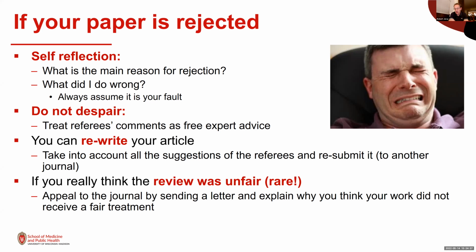You can rewrite the article, take into account all the suggestions of the referees and resubmit, and go to another journal, for example. But if you really think the review is unfair, which is really, really rare. You would often think it's unfair, but in reality, it's rarely unfair. Then you can appeal to the journal by sending a letter and explain why you think your work did not receive a fair treatment. But don't just complain about it, because you don't want to get into a fight with the journal or editor.